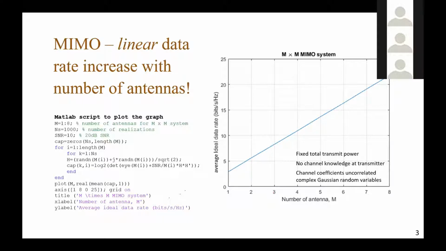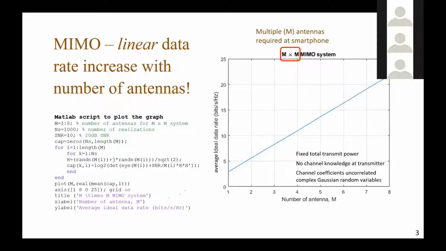Under such conditions, we can run simulations and see that indeed the ideal data rates, averaged over many realizations of the channel, scale linearly with the number of antennas. And for an M by M MIMO system, we can see that indeed the performance is quite fantastic. And this is the reason why MIMO systems are so popular.